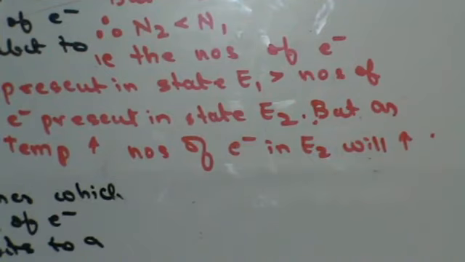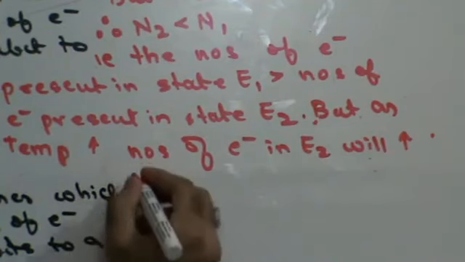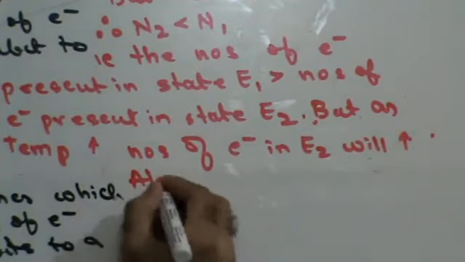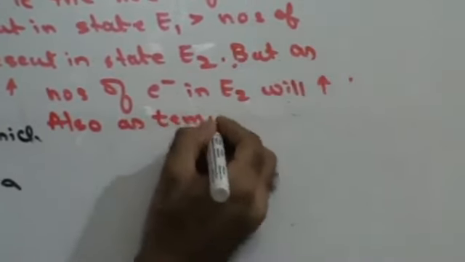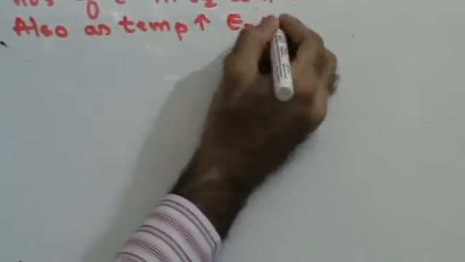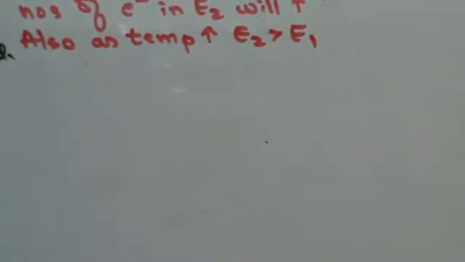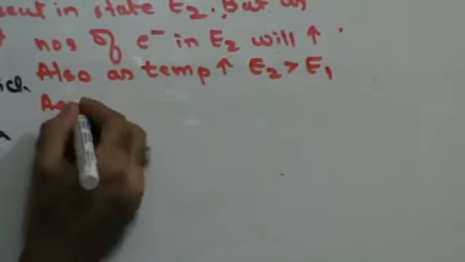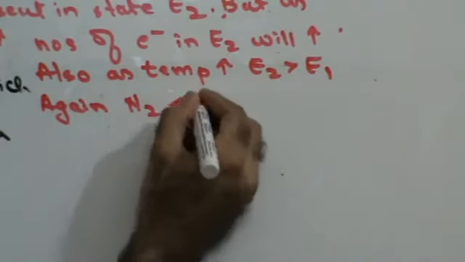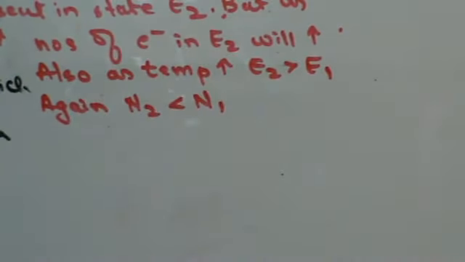In that case, as temperature increases, E2 will become greater than E1, right? If E2 becomes greater than E1, again N2 will become less than N1. So if you were to give me an argument that, sir, I can have more electrons in the higher energy level just by increasing the temperature, because if I increase the temperature, I would be exciting those electrons in the high energy level. Yes, I agree with you.